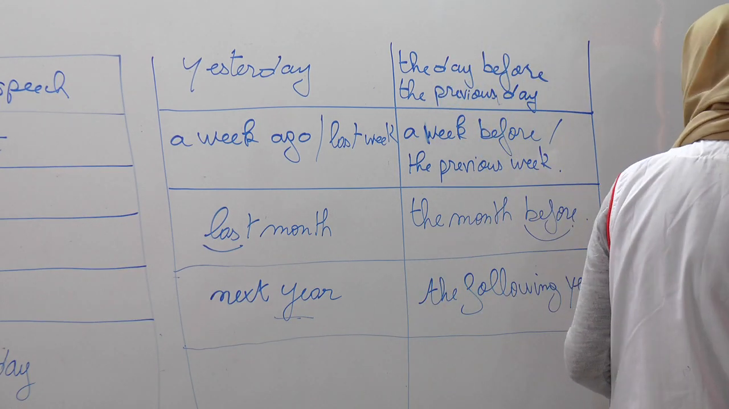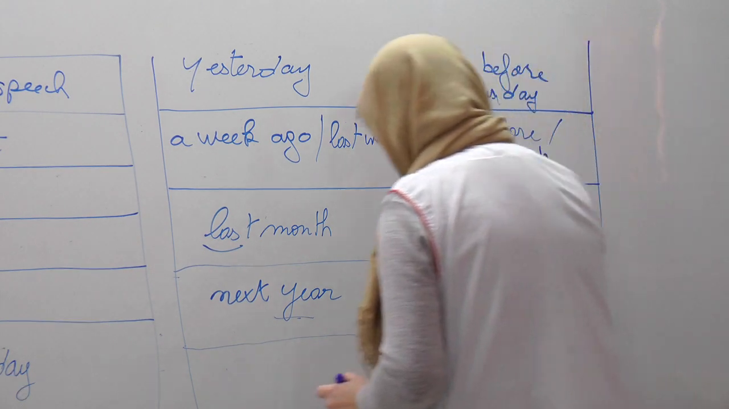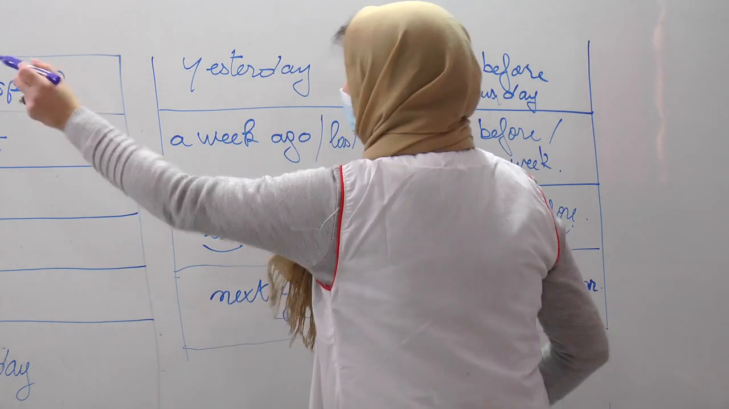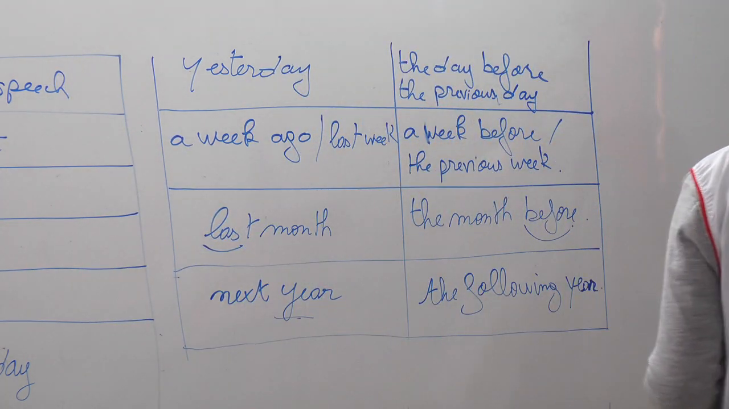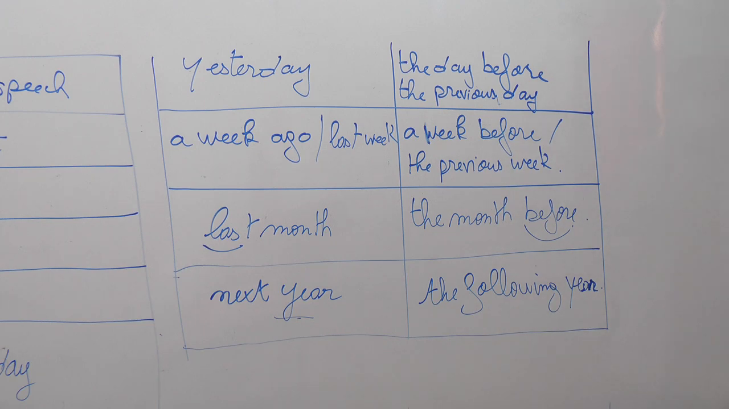These or those, where the time and place changes. I repeat. When we have this, it becomes that. These, those. Here, there. Now, then. Today, that day. A week ago, last week, a week before, the previous week. Last month, the month before. Next year, the following year.